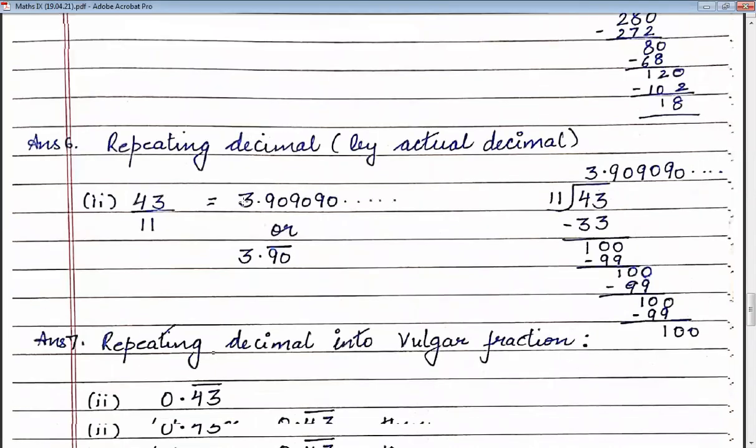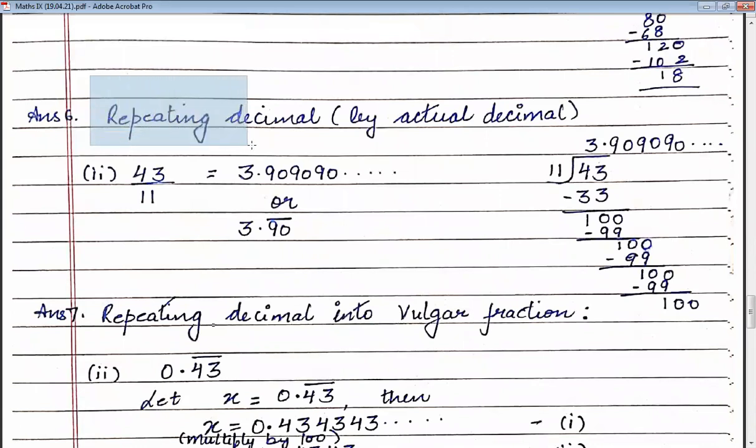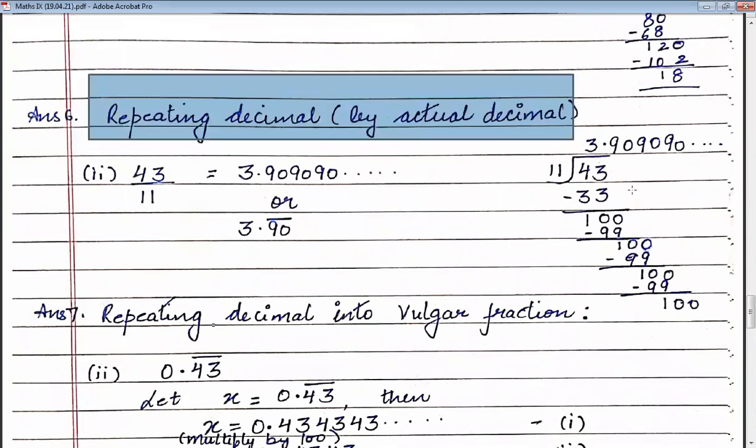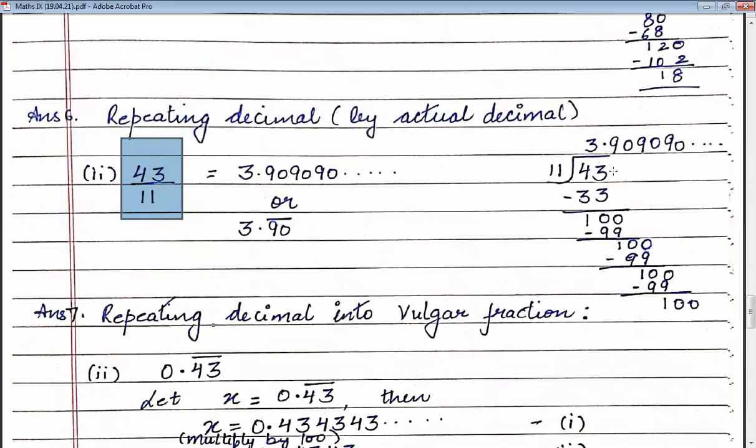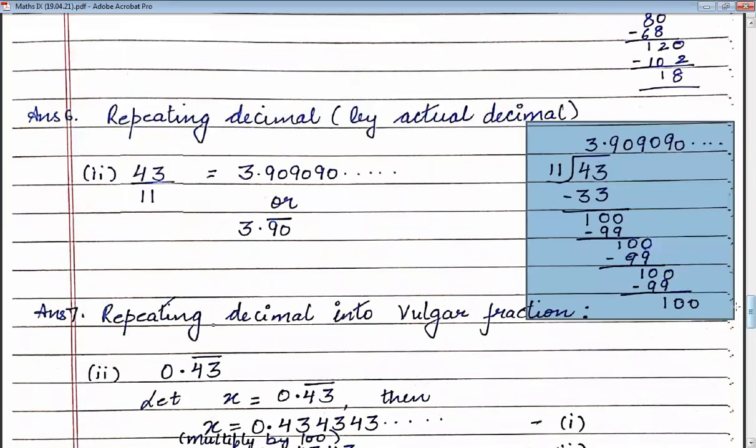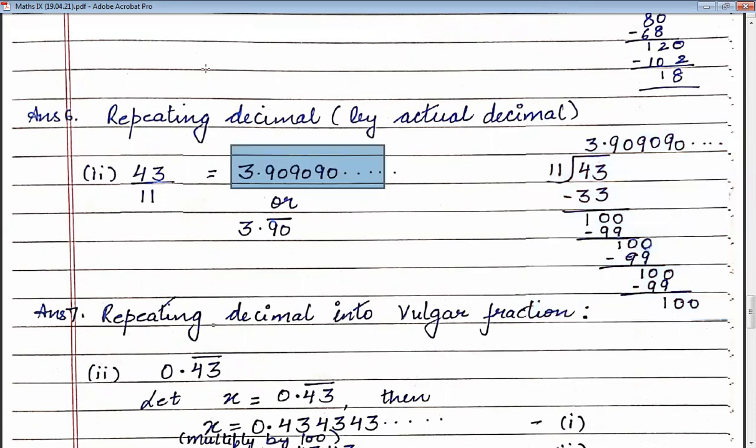Your question number 6 is: you have to convert into repeating decimal by actual division. Okay, you have to divide this and then you have to convert this into repeating. So you have the question 43 upon 11. Now let's divide it on the right side of your register. When you divide 43 by 11, you will get 3.909090 and so on. Now children, can you tell me which digit is repeating here? Yes, here 90 is repeating continuously.